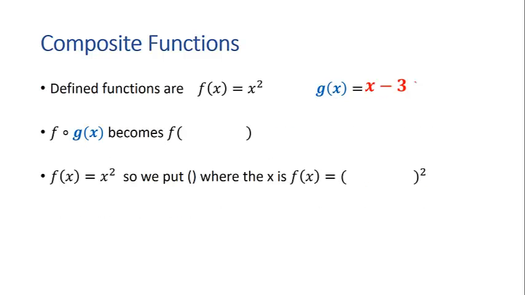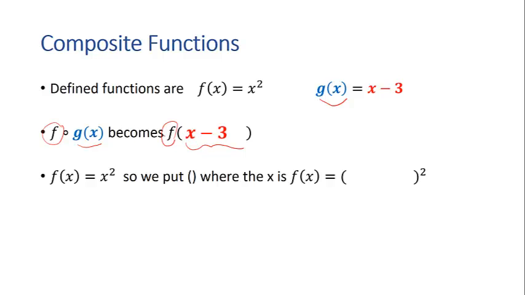So again, here are the defined functions. F of x is equal to x squared. G of x, which I've labeled in blue, is equal to x minus 3. So what we're going to do is take the g of x here, and literally replace it with what g of x equals. So I'm carrying over my f of and putting it here, and this is going to be replaced with the value of g of x, which simply means I'm going to take the x minus 3 and place it inside of the parentheses.